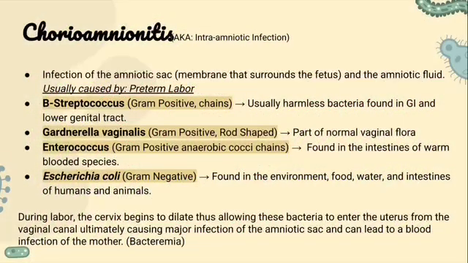Chorioamnionitis, aka intraamniotic infection, is an infection of the amniotic sac and amniotic fluid that surrounds the fetus in the womb. This condition is usually caused by preterm labor and misplacement of vaginal and intestinal bacteria. During labor, the cervix begins to dilate, thus allowing bacteria to enter the uterus from the vaginal canal, ultimately causing a major infection of the amniotic sac, and can lead to bacteremia in the mother. These are caused by B streptococcus, Gardnerella vaginalis, Enterococcus, and Escherichia coli.